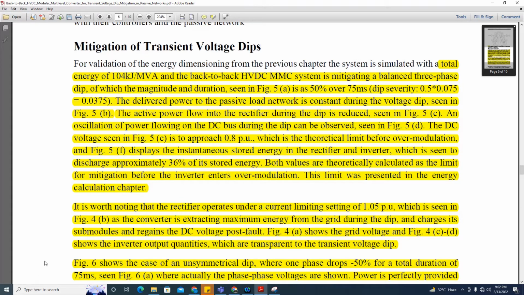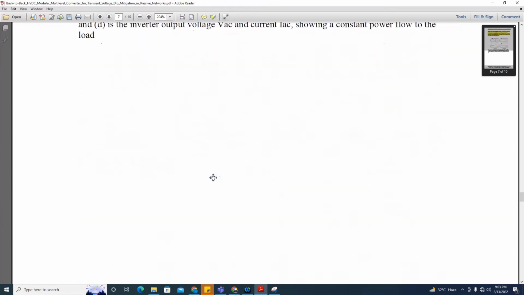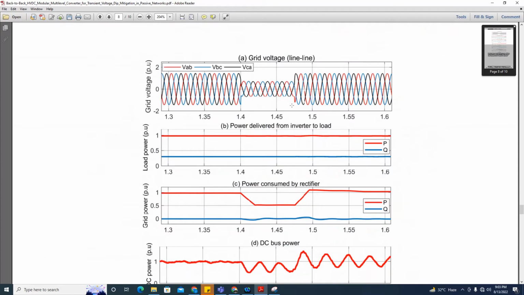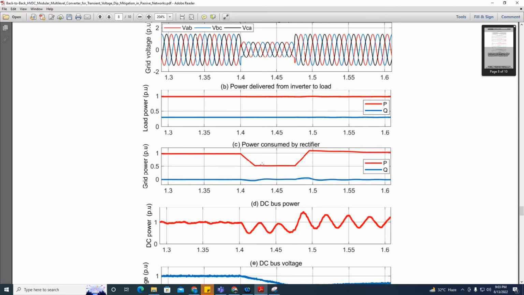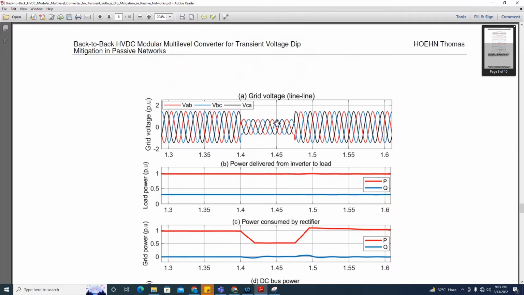Delivered power to the passive node network is constant during the voltage dip. So even if there is a 50% dip for 75 milliseconds, it is not going to affect the load power, as shown in 5B. You see, here there is a dip, and including this dip, this is not going to disturb the power. Power is going to remain constant, 1 per unit, to the load.